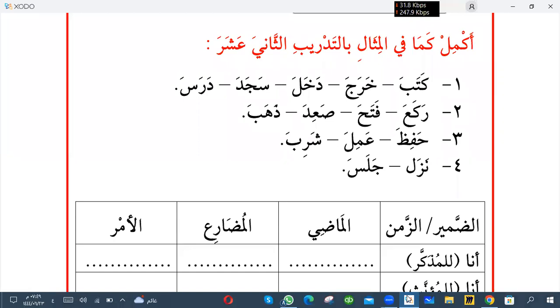Next we have you enter masculine, tadkhulu. You dual masculine enter, tadkhulani. You plural masculine enter, tadkhuluna. You singular feminine enter, tadkhulina. You dual feminine, tadkhulani. You plural feminine, tadkhulna. I enter, adkhulu. We enter, nadkhulu.